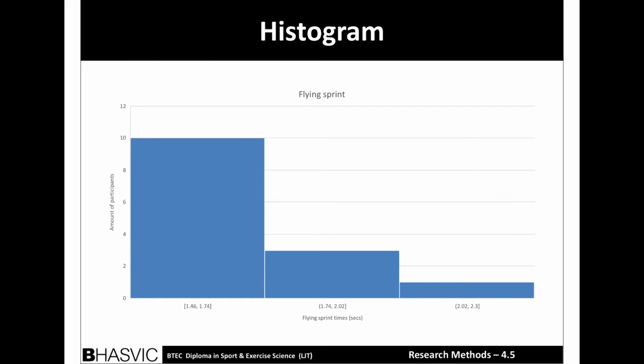The example we used was from the flying sprint and categorized the scores using grouped frequency to reduce the amount of categories we had. The largest frequencies are clearly seen in the category of 1.46 to 1.75. This means the largest amount of people scored in between those scores.